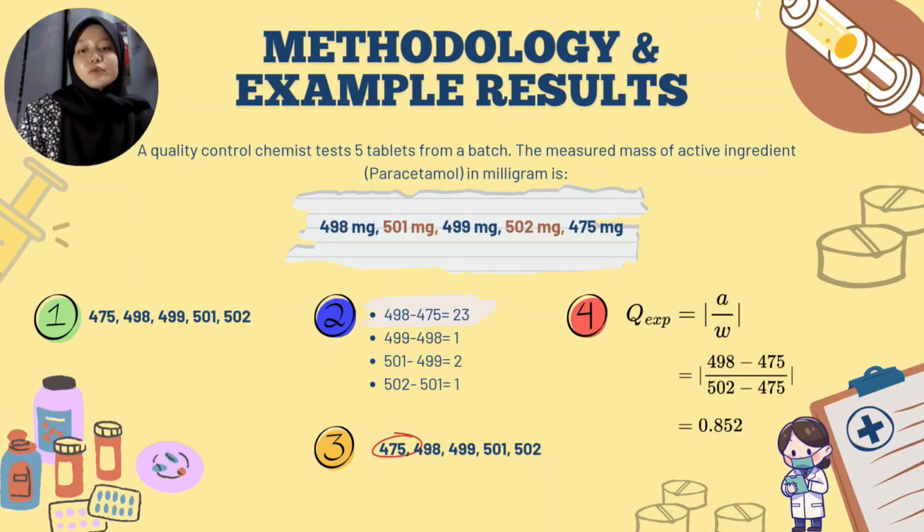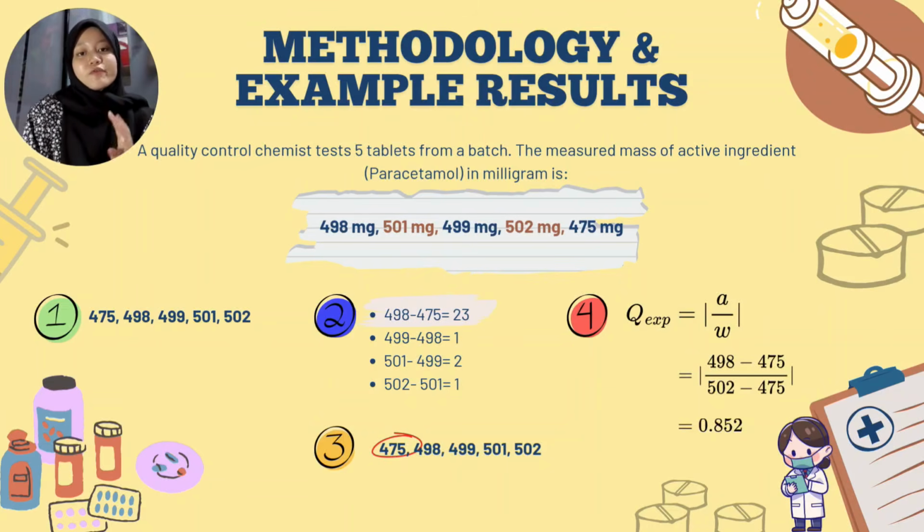First, we need to arrange the order from the smallest to the highest. As you can see, I already arranged the order. Second, we need to find each gap calculation of our data. So we get 23, 1, 2, and 1. Number 3, the highest gap is the outlier of the data. So the outlier is 475.